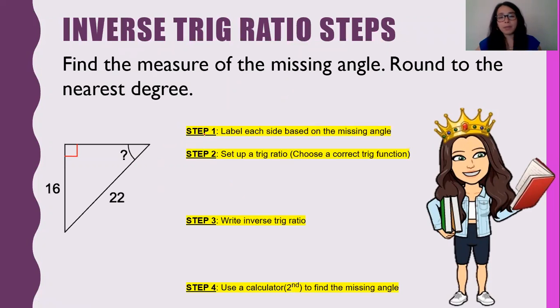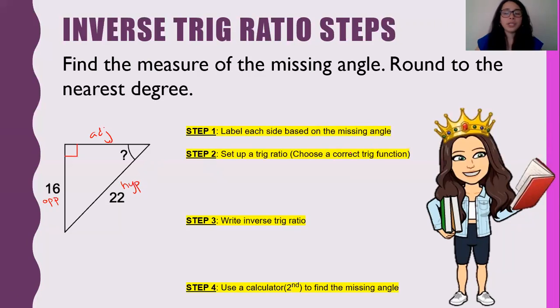So the first step is label each side based on the missing angle. So right away, always when you have a right triangle, just label it. It's the easiest thing to do, so that way you have one part of the problem done. So right away, what's across the right angle? That's the hypotenuse. What's across my angle? That's gonna be my opposite, and what's left is my adjacent. So we have that. We label it.